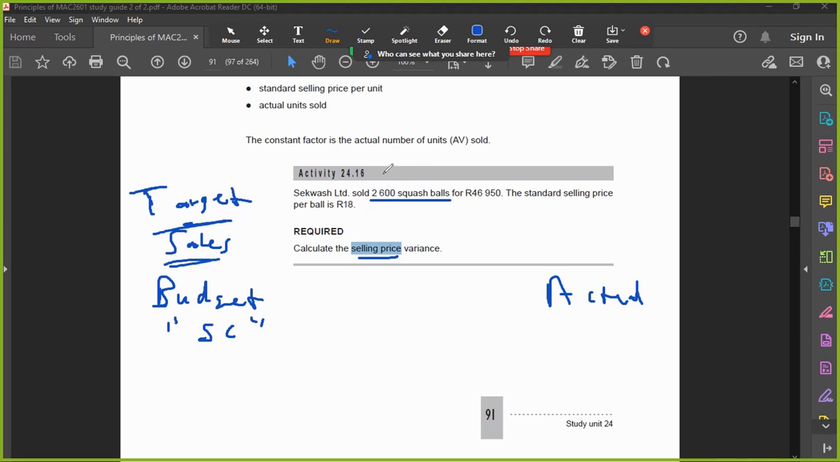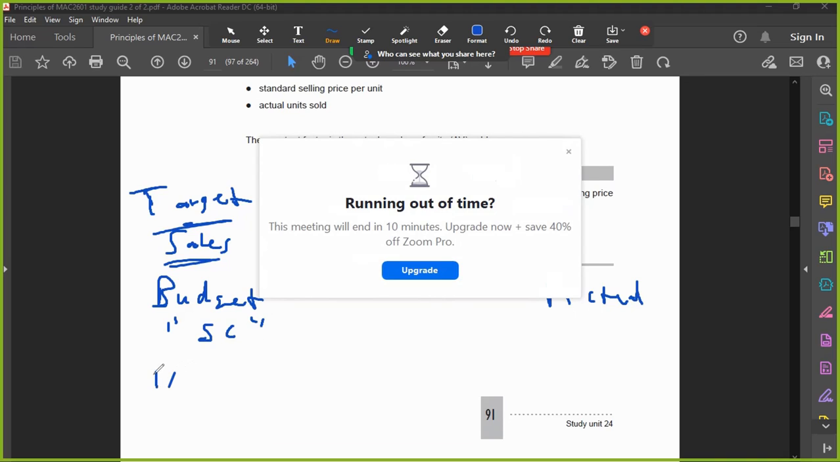We've got units: 2,600 squash balls total, sold for 46,950, and the standard selling price per ball is 18 Rand. Okay, you see that? So that's all actual information? No, that's the actual, and the standard selling price of 18 Rand is the budget.